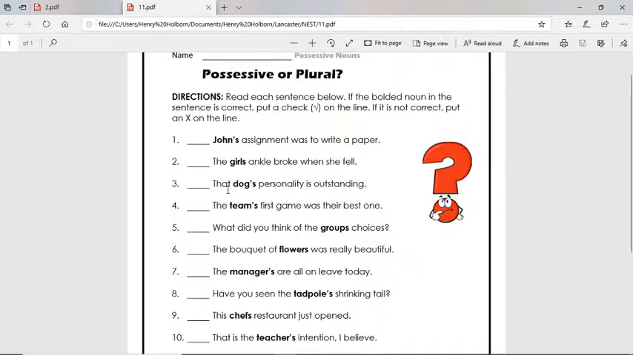Speaking of dogs, we've just heard a dog bark. Question 3. That dog's personality is outstanding. There it goes again, the dog's barking, that's very topical. That dog's personality is outstanding. The personality belongs to the dog, has this been used correctly here?